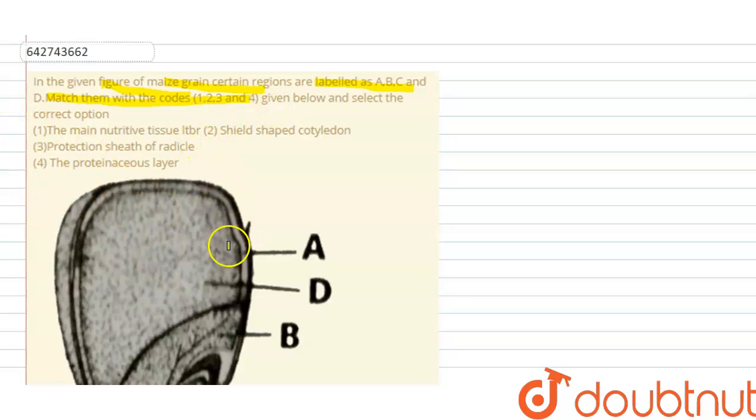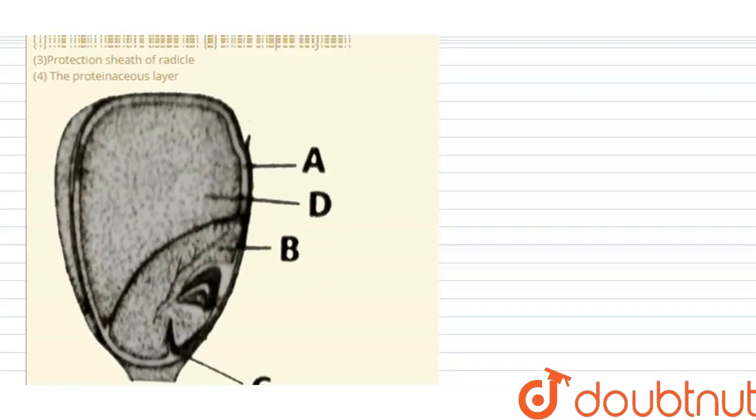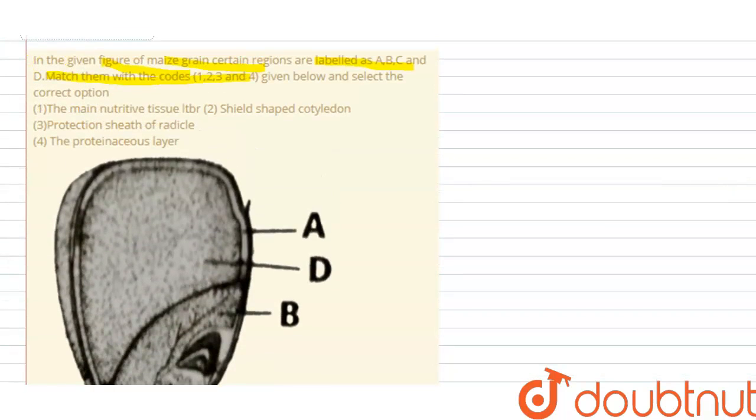Alright. So this is the image given of the maize plant, and maize plant belongs to the monocot. So basically this is the monocotyledon seed. First we will mark all the markings of the monocot and then we'll go back to the options. Alright, so this is a monocot seed.